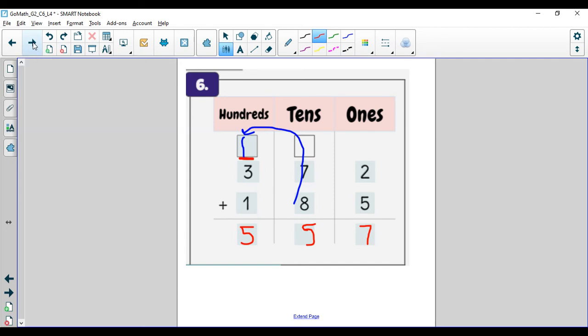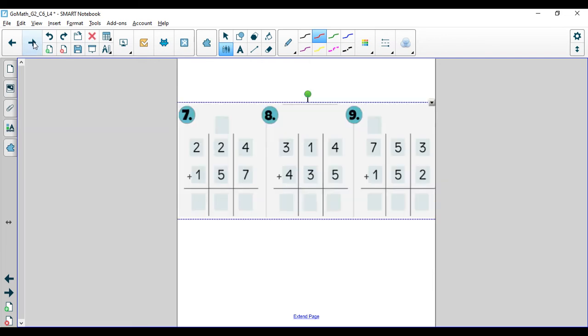If you look on the sheet, they gave you a little less support with 7, 8, and 9. On 7, 8, and 9, they did not write hundreds, tens, and ones above it. They also did not put boxes. So you are going to need to remember where to write if you need to regroup. Push pause and take your time solving. Remember to start in your ones and come back and check your answers when you are done.